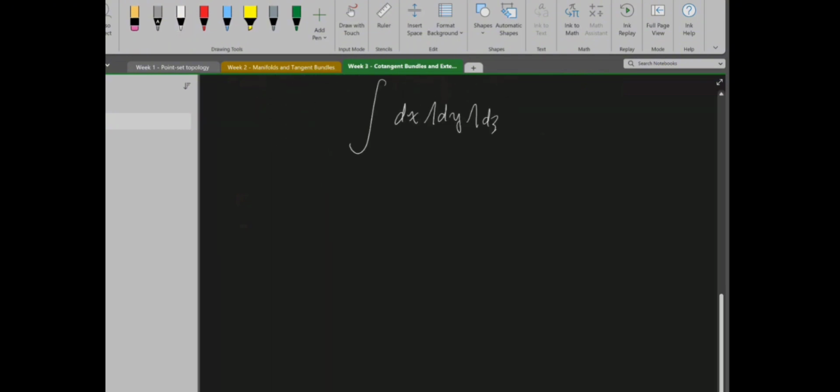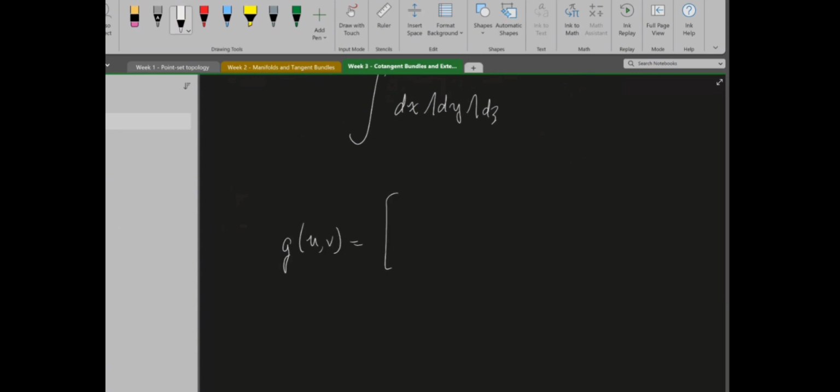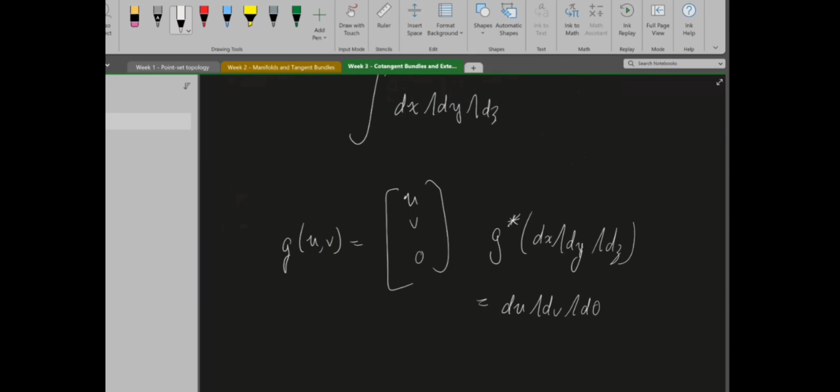Let's take a simpler submanifold to integrate on. Like let's say G is (u, v) and it maps you over to (u, v, 0), so it's 0 height. Well, then imagine what this is going to have been. Well, that's just going to be du wedge dv wedge d0. Well, that's just 0. So you can't really pull back in that way.